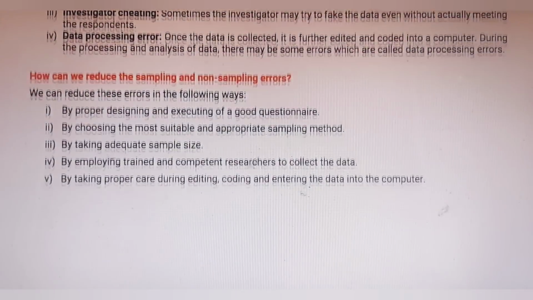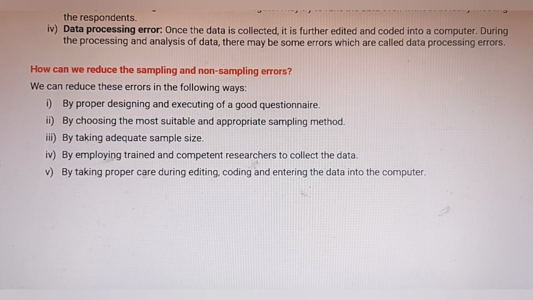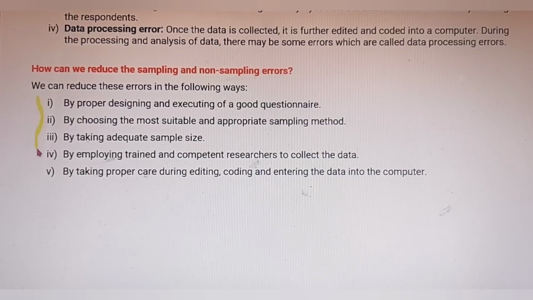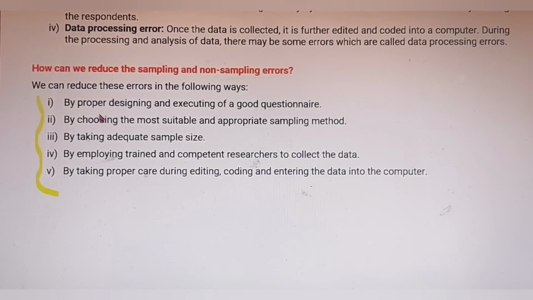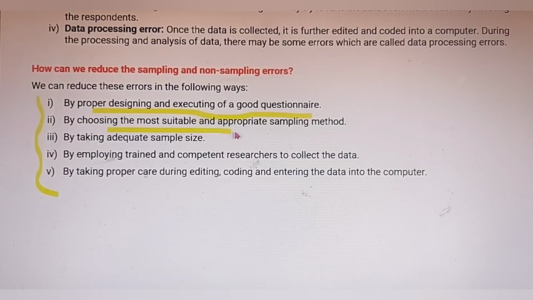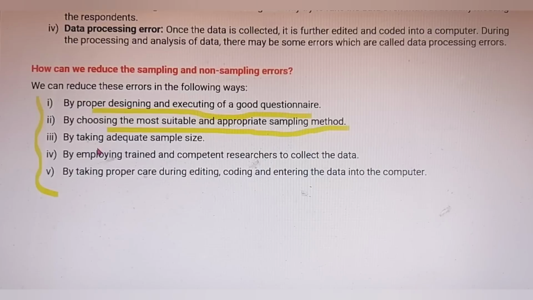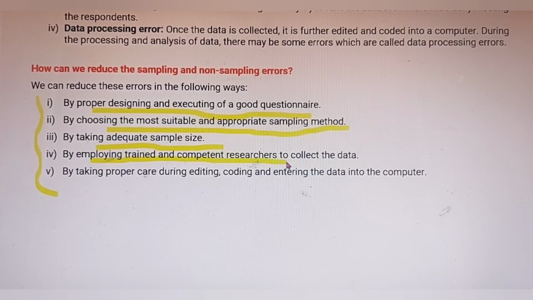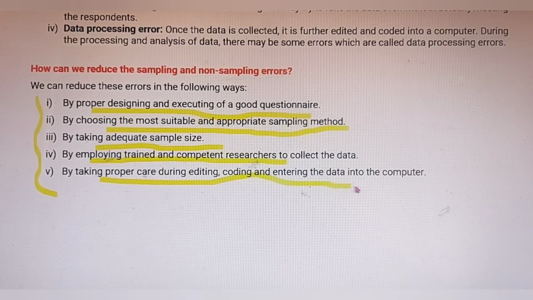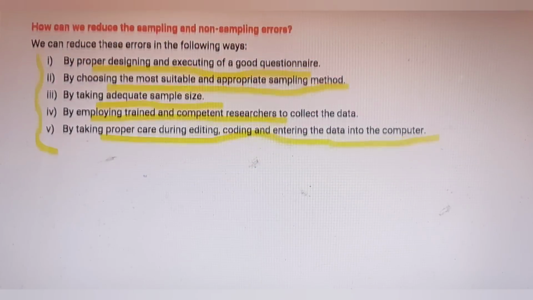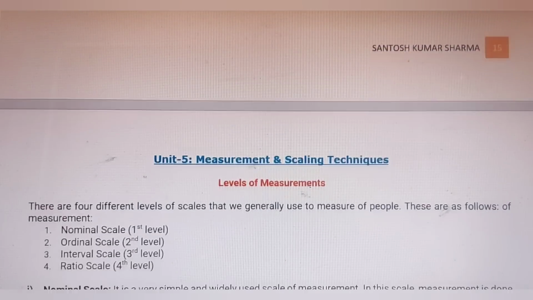Okay. The next topic is how we can reduce the errors, sampling or non-sampling errors. I have written here five methods. First, by properly designing and executing a good questionnaire; by choosing the most suitable and appropriate sampling method; by taking an adequate sample size; by employing trained and competent researchers to collect data; and by taking proper care during editing, coding, and entering the data into the computer. So this was a little bit longer unit.